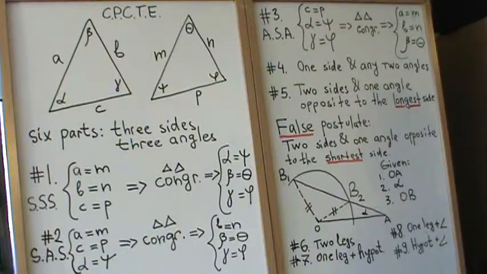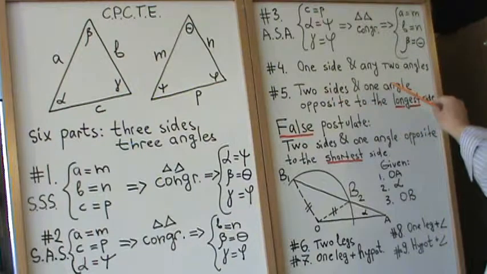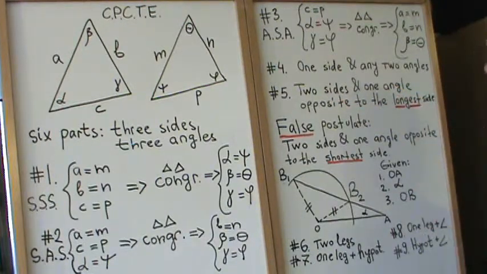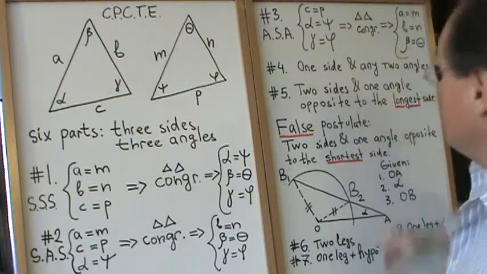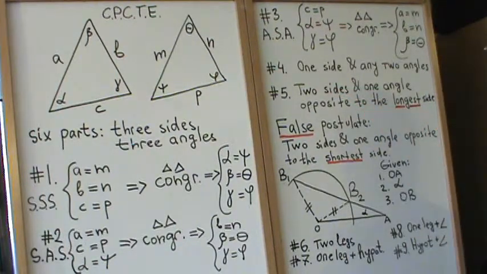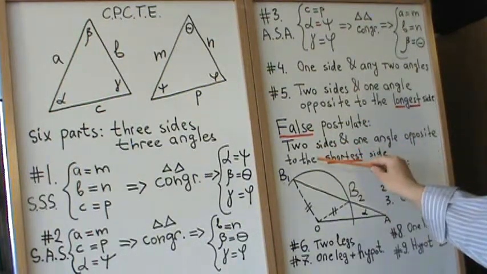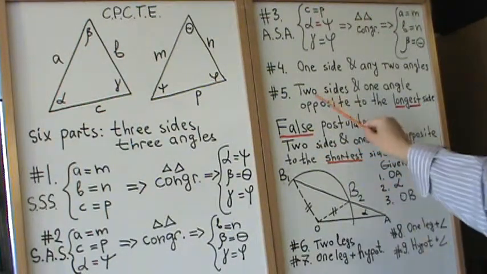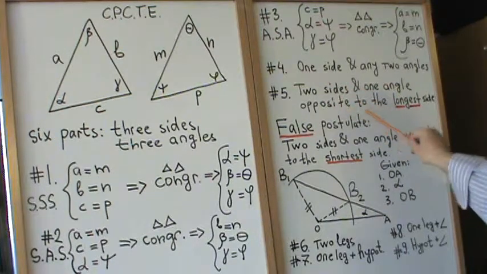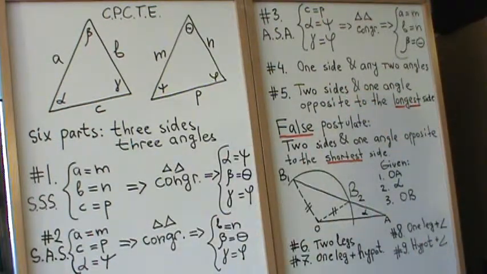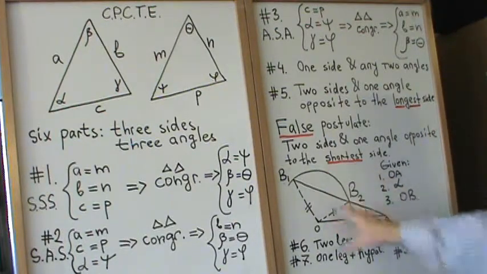Number five, two sides and one angle opposite to the longest side. So the longest out of these two. Very important, because there is a false postulate, two sides and one angle opposite to the shortest side. So if two sides and one angle opposite to the longest side of one triangle are equal to the corresponding two sides and one angle opposite to the longest side of another triangle, then those triangles are congruent. But it doesn't work for the shortest side, and this diagram shows this.